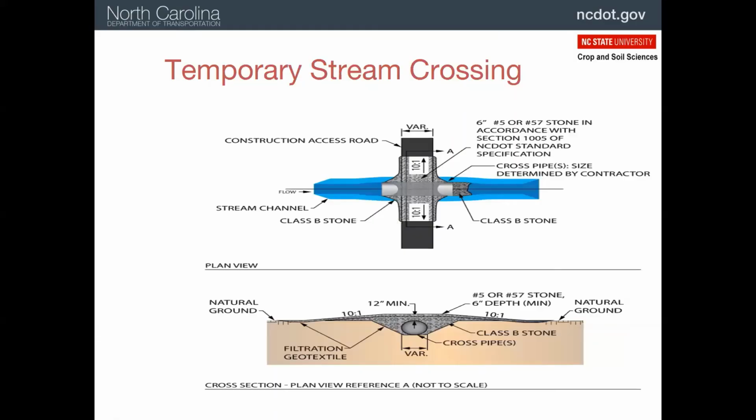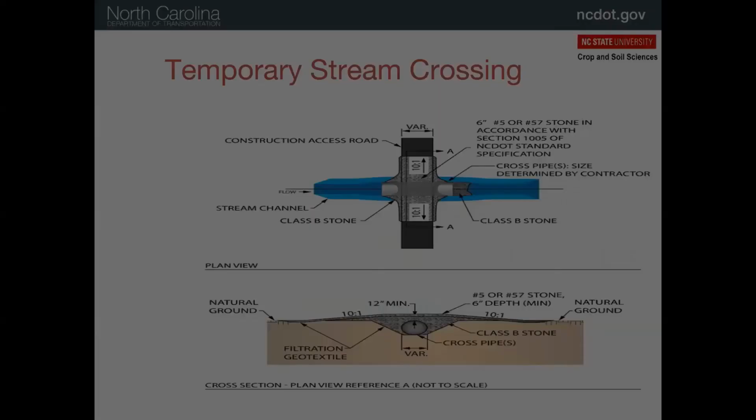So here's our diagrams, bird's eye view and cutaway view. So we're going to fill that up with the rock and put the 57 stone on top. So once we're done with that, we can pull this material out, dig out all this stuff, and then pull up our fabric, and the stream will essentially be undisturbed, which is why this is a good practice.